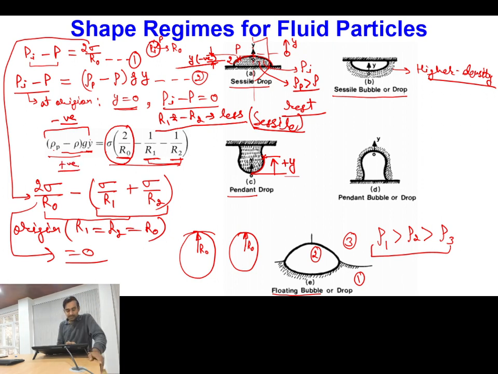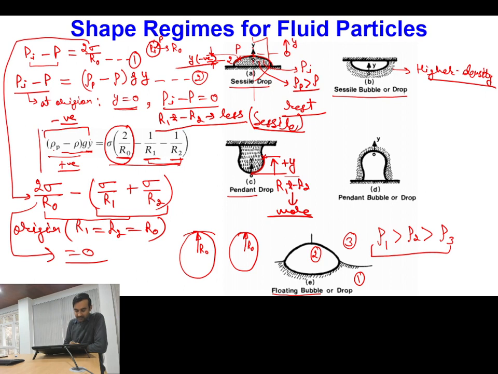So for this term to be positive, in the right hand side, my first term should dominate. So that's why the second term has to become smaller. In order for the second term to become smaller, r1 and r2 should be large. So that's why for a pendant drop or pendant bubble, as we move away from the point of symmetry along the interface, its radius of curvature increases. Is this point clear?